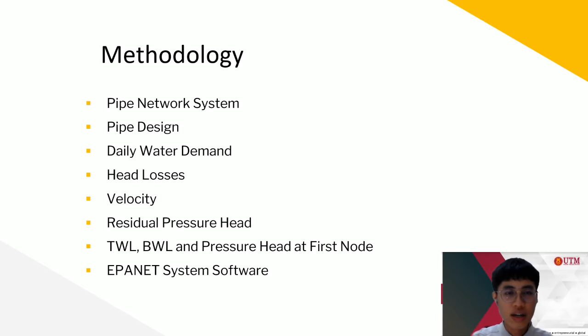And finally, the analysis of the water distribution network is done by using ePlanet software. The evaluation of the water tank, the pressure at each node, and also the velocity of water in each pipe is determined through the system until it meets the requirement.